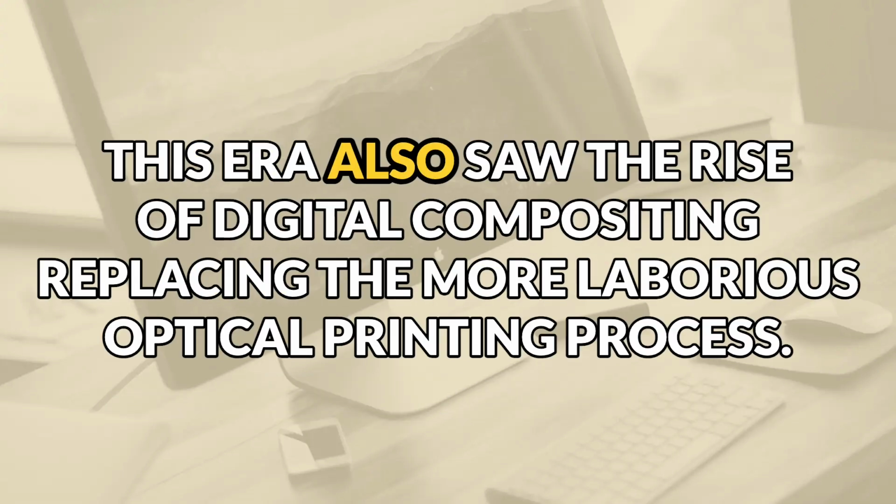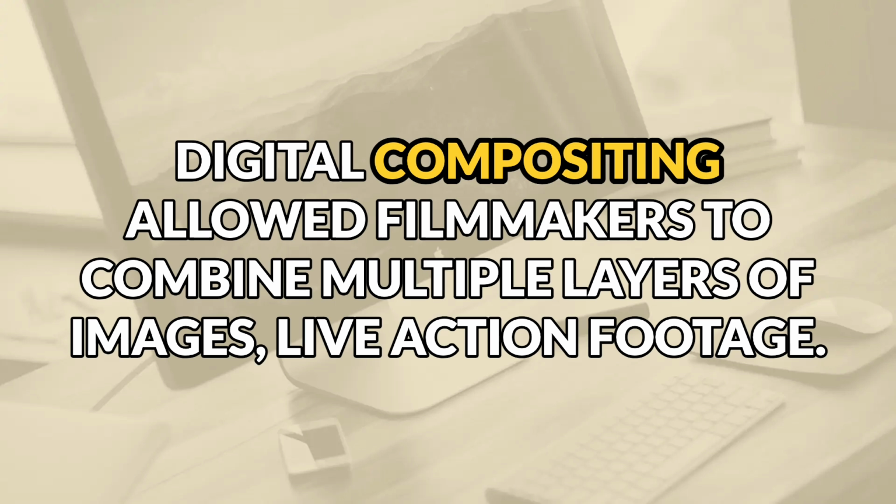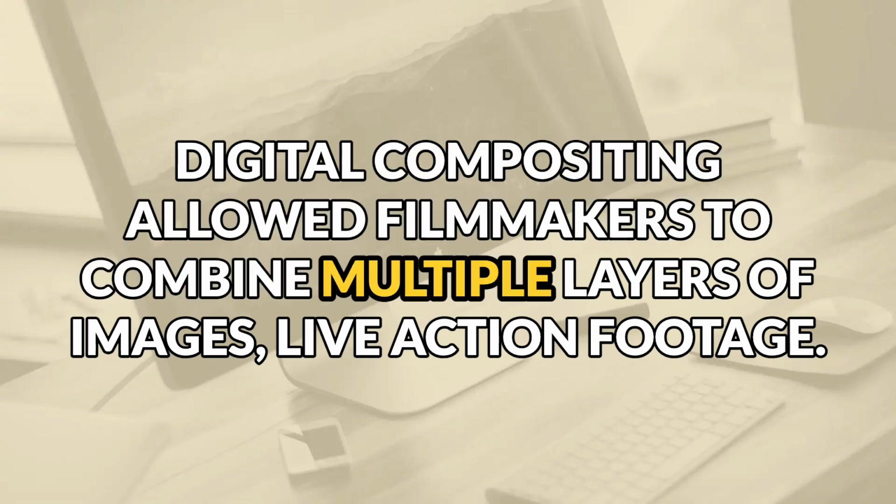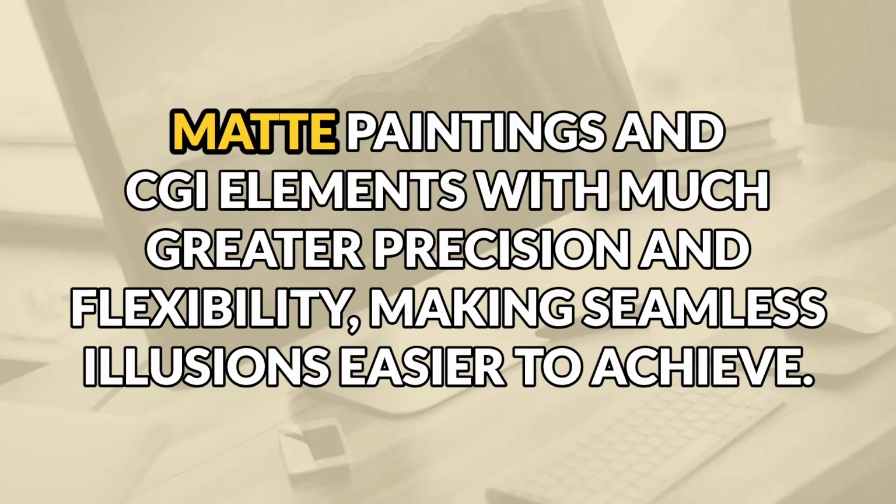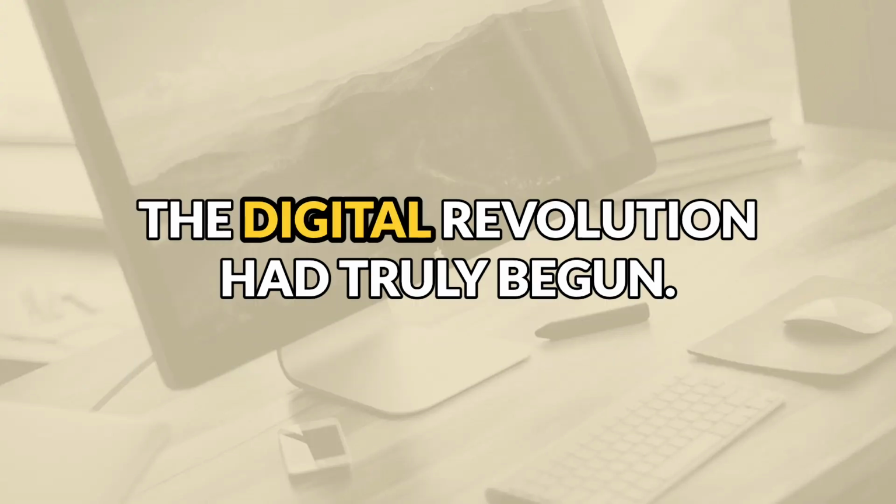This era also saw the rise of digital compositing, replacing the more laborious optical printing process. Digital compositing allowed filmmakers to combine multiple layers of images, live-action footage, matte paintings, and CGI elements, with much greater precision and flexibility, making seamless illusions easier to achieve. The digital revolution had truly begun.